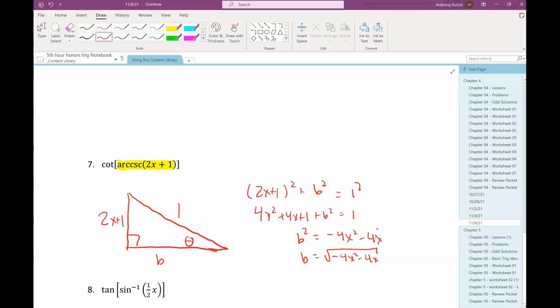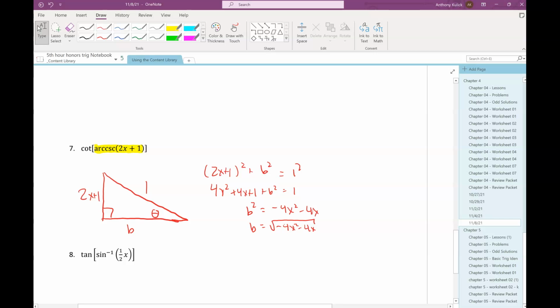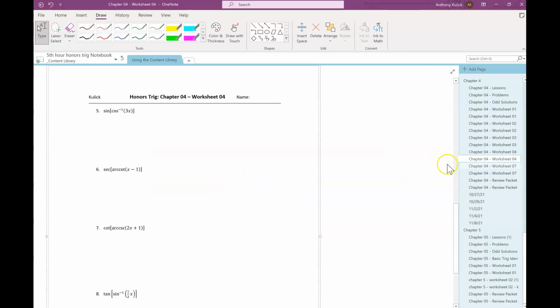And then cotangent is adjacent over opposite. So that's going to be negative 4x squared minus 4x, square rooted, all over 2x plus 1. And did we do some other weird simplifying here? Let's take a quick look.